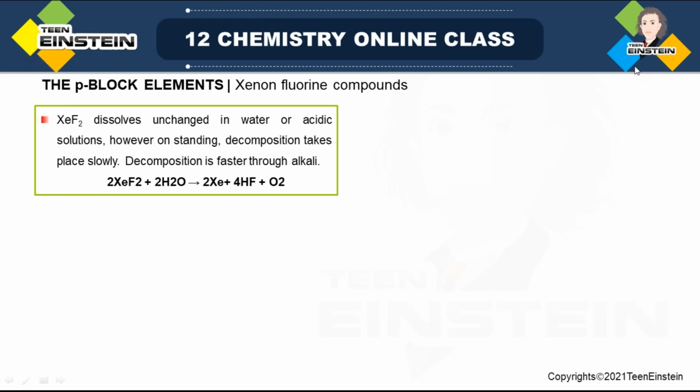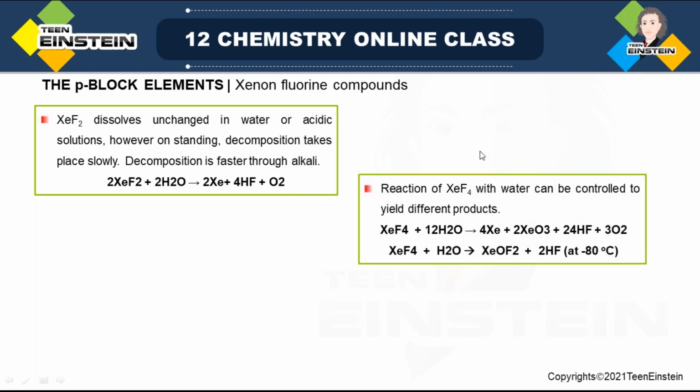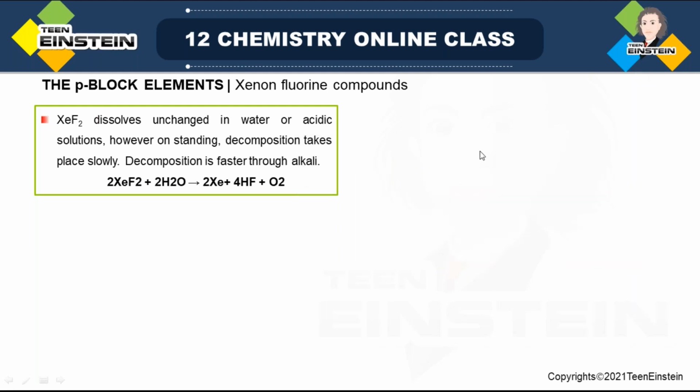Hello everyone. Last day we started group 18 and saw some atomic property trends, and how xenon forms different types of fluoro compounds. Now we will see some more aspects of xenon fluoride compounds, and after that their structures will also be discussed, and related problems.